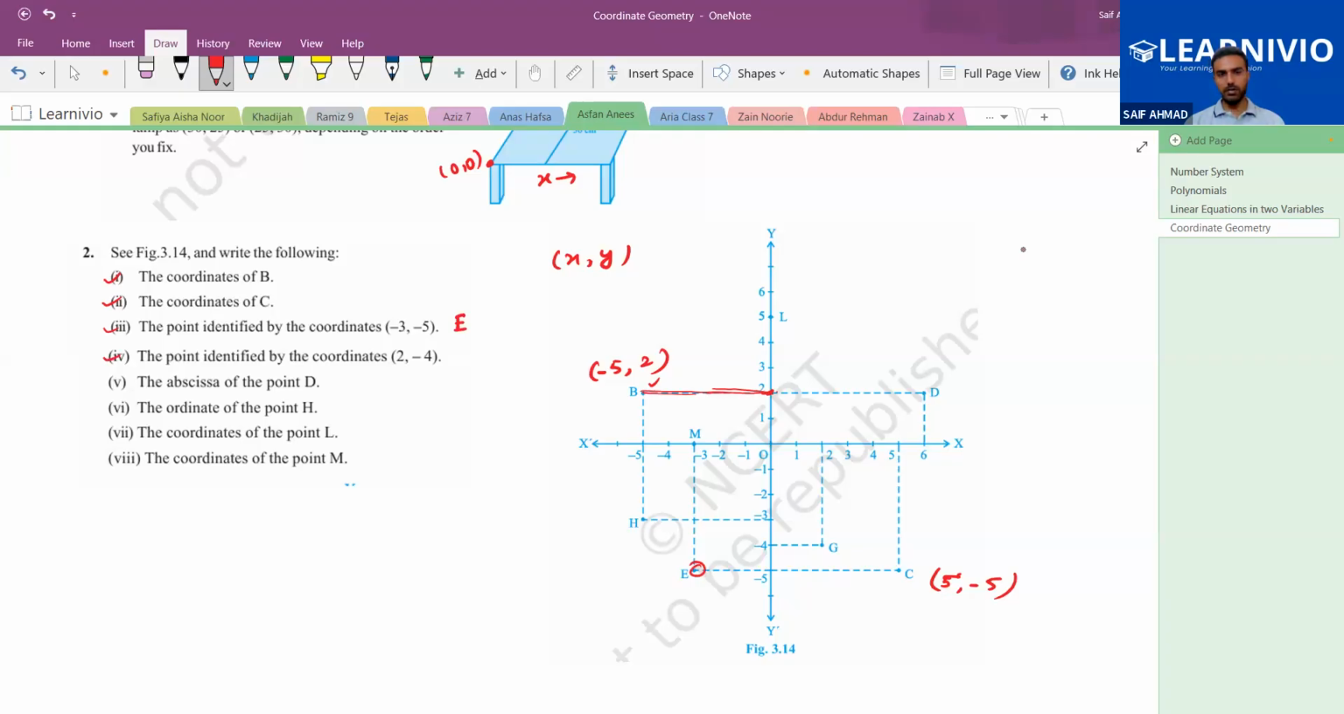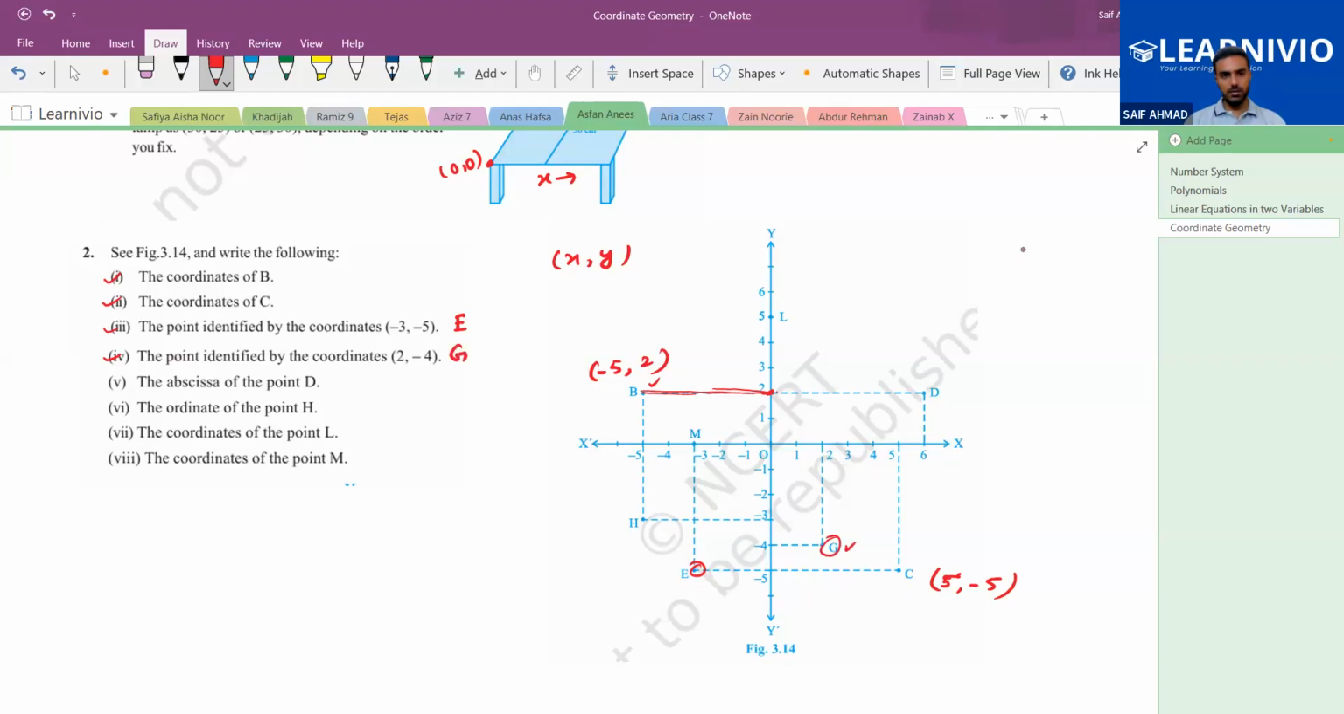Sakshi, tell me the point identified by the coordinates 2, -4. Where is 2, -4? 2 on the X-axis, -4 on the Y-axis. Sir, G. Yes, very good. 2, -4 is here. G.